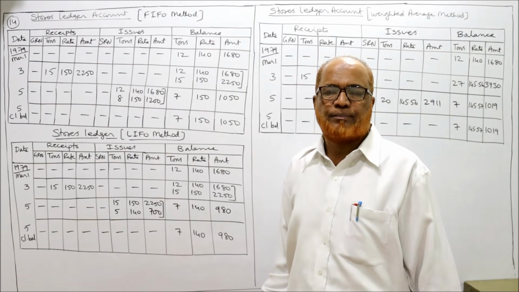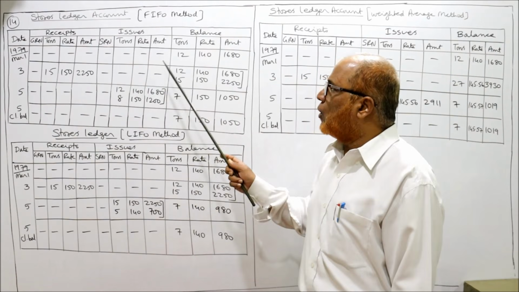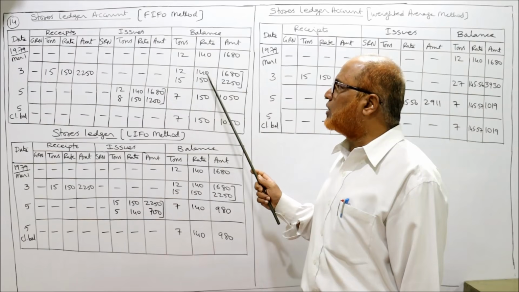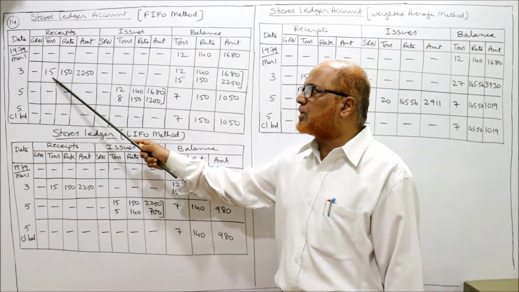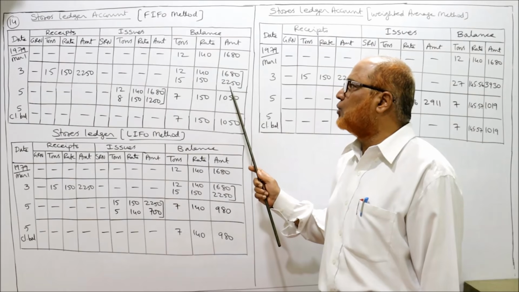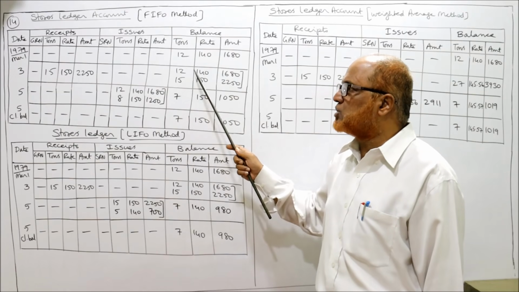We should not club it. We should keep it separate. The old stock was 12 tons at 140, 1680. New stock purchased 15 tons at 150, 2250. We have two separate lots.